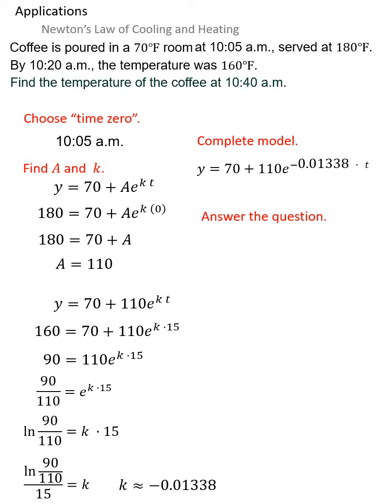Now we're ready to address the question, find the temperature of the coffee at 10:40 a.m. Well, the coffee was poured at 10:05, so 10:40 is 35 minutes later. The question I'm trying to answer is equivalent to find y when t is 35, meaning 35 minutes after the pouring of the coffee. So I'm going to take my value of t, plug in 35, and this should give me the temperature of the coffee at that time.